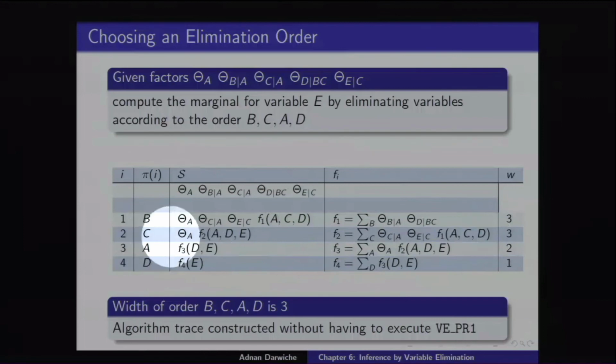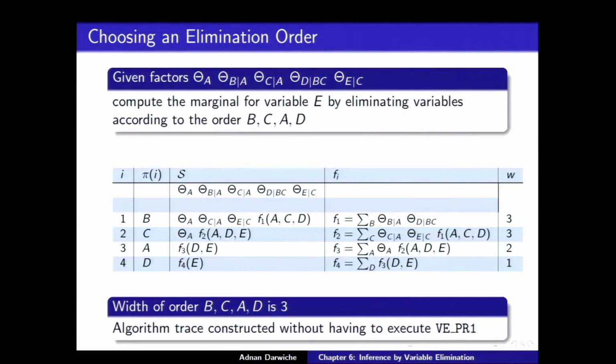Now you sum out A, you get this, and here's W, and then you sum out D, you get this guy, and here's W. So that's the final result, which is the marginal over E. And what is the width? The width is 3. The point here is we figured out the order width without actually executing variable elimination.